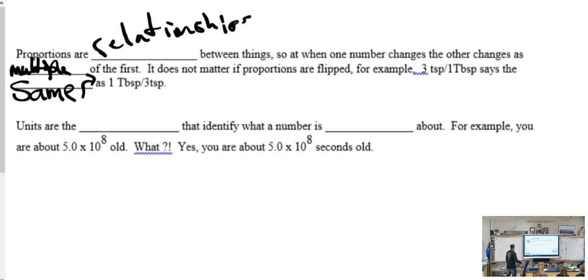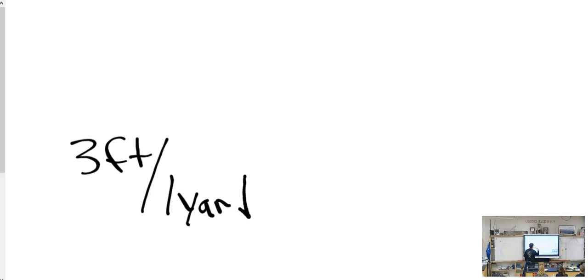So, for instance, there are 3 feet in 1 yard. Could someone else define that as 1 yard for every 3 feet?